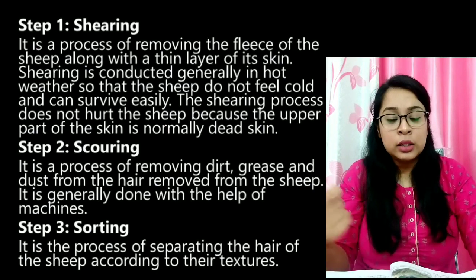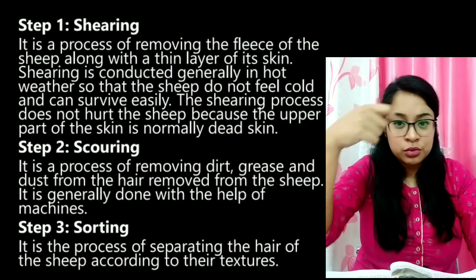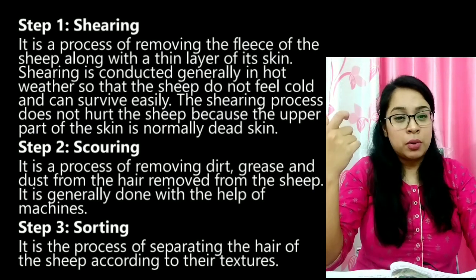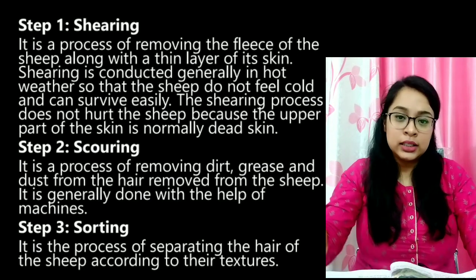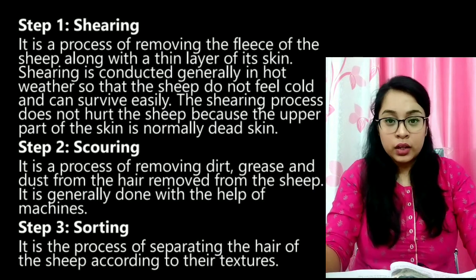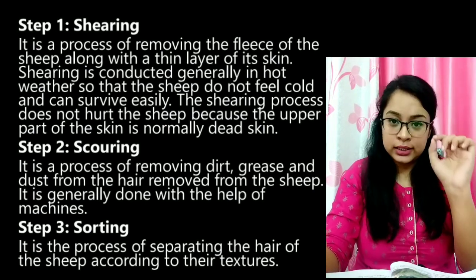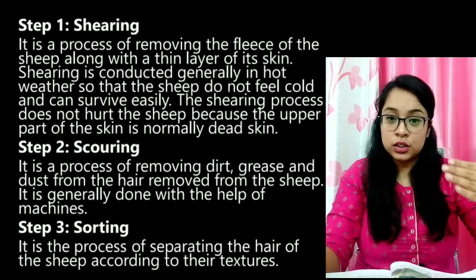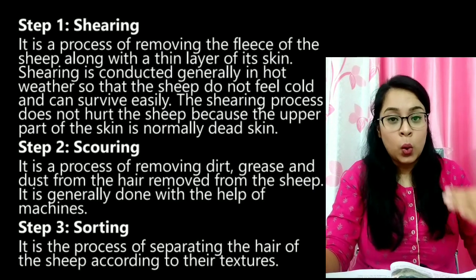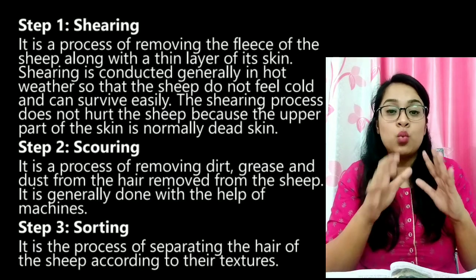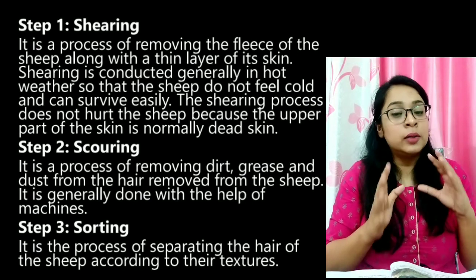It is like in the barber shop, where you have a razor or trimmer type of thing. In the same way they have a device, and with the help of that they simply trim the hairs along with a thin layer of skin. This process is called shearing. After shearing, the next process is scouring. Scouring means we have to wash and clean the wool.